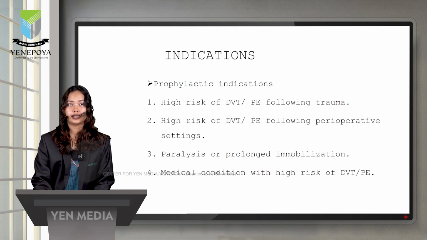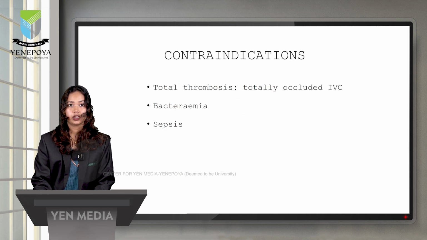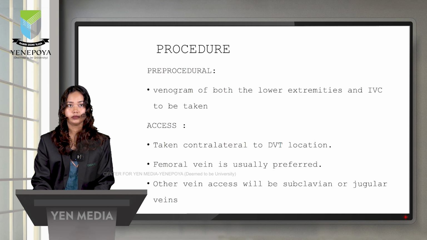Another indication is a medical condition associated with high risk of DVT or PE. Coming to the contraindications, whenever the patient has a total thrombosis or the IVC is totally occluded, IVC filters are not indicated. Other cases such as bacteremia and sepsis are also contraindications to IVC filter implantation.